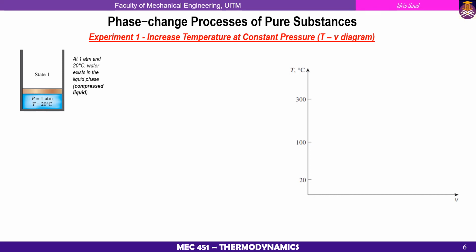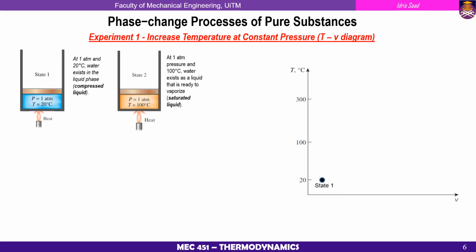So, based on the temperature and pressure we currently have, we can plot state 1 in the T-v diagram like this. Now, we have state 1 in the T-v diagram. Next, we heat up the water by putting the fire under the cylinder like this. Okay, now when we wait for some time, the water will be boiled. This is recorded as state number 2.